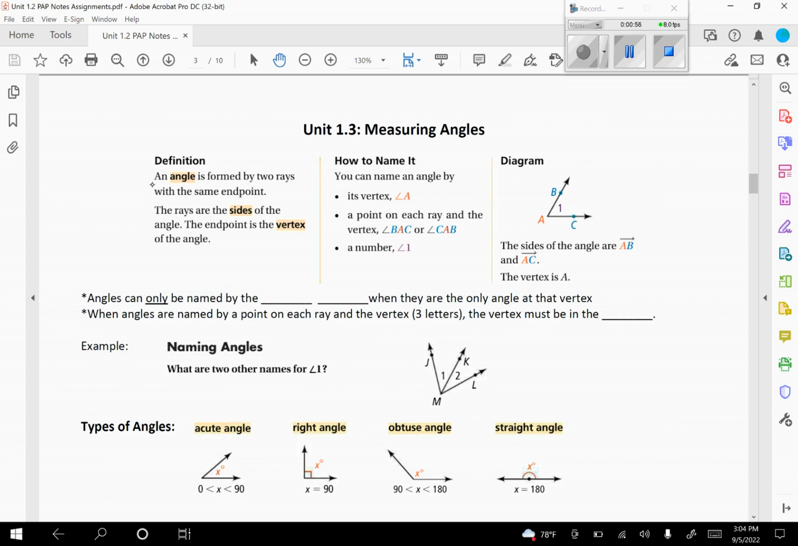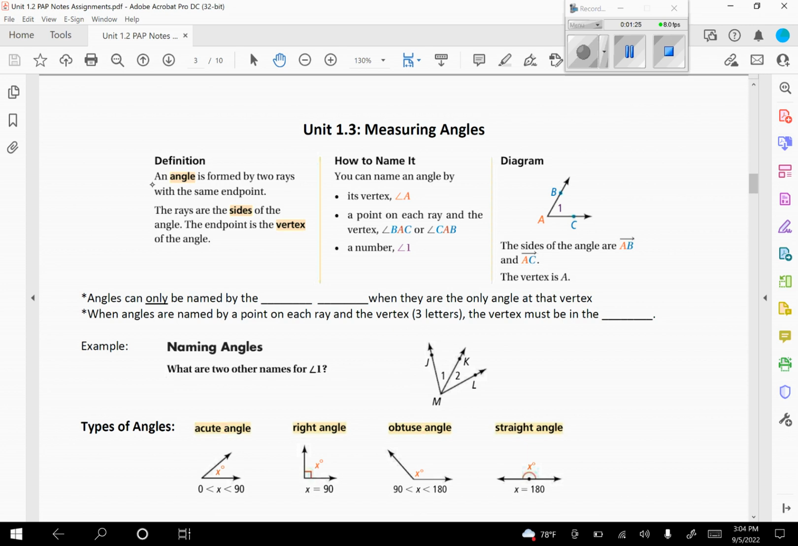it angle CAB. You could also call it, since it's the only angle right here, angle A. You can call it by the vertex if it's the only angle that you're talking about. And then the last way you could name this angle could be angle 1, because there's a 1 inside the corner there that's made by that vertex. So naming it, you can name it by the vertex. Again, that's only if it's the only angle there.